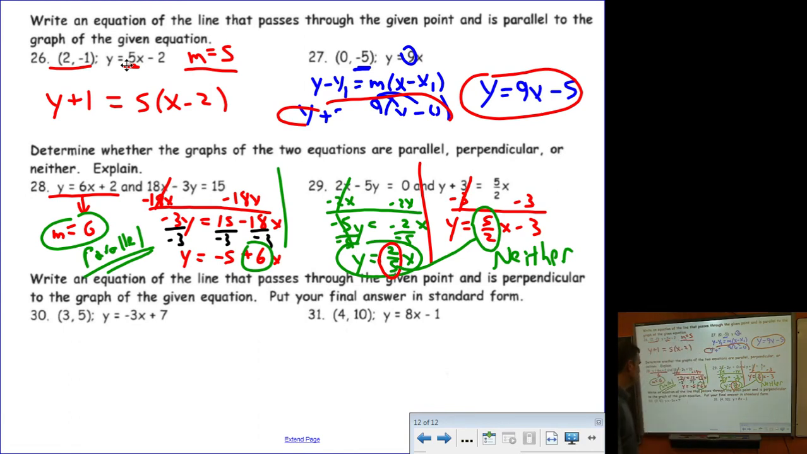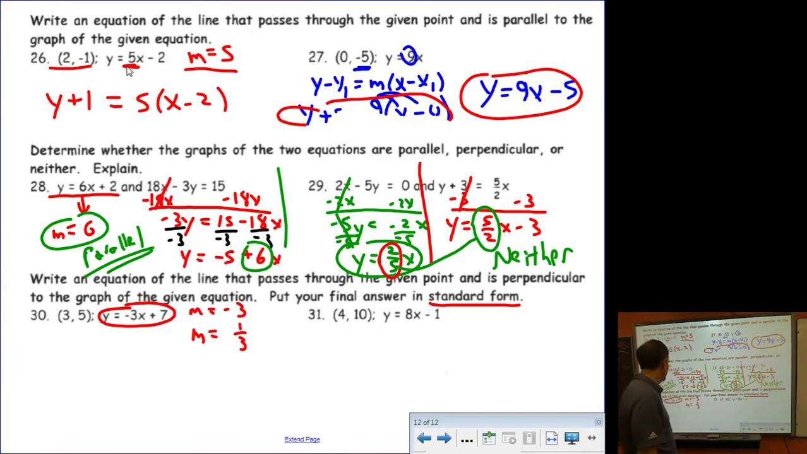All right, finally, it says, write an equation of the line that passes through the given point and is perpendicular to the graph of the given equation. Unfortunately, I got to put my final answer in standard form. All right, so in this first one, if I'm going to write an equation, the first thing I need is the slope of a line. The slope of this line is negative 3. My line is perpendicular to this one, so my line would have a slope that is the opposite reciprocal. That would be positive 1/3.